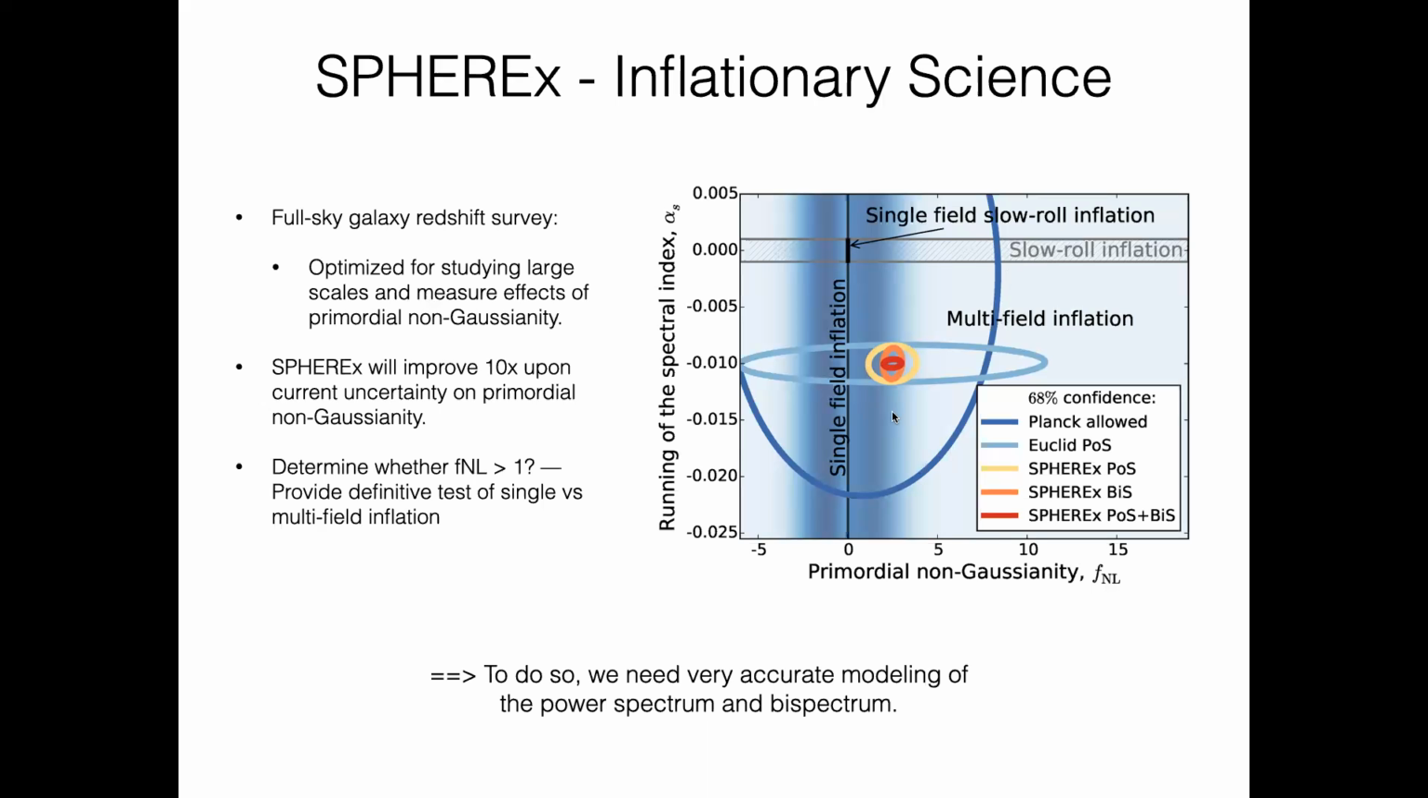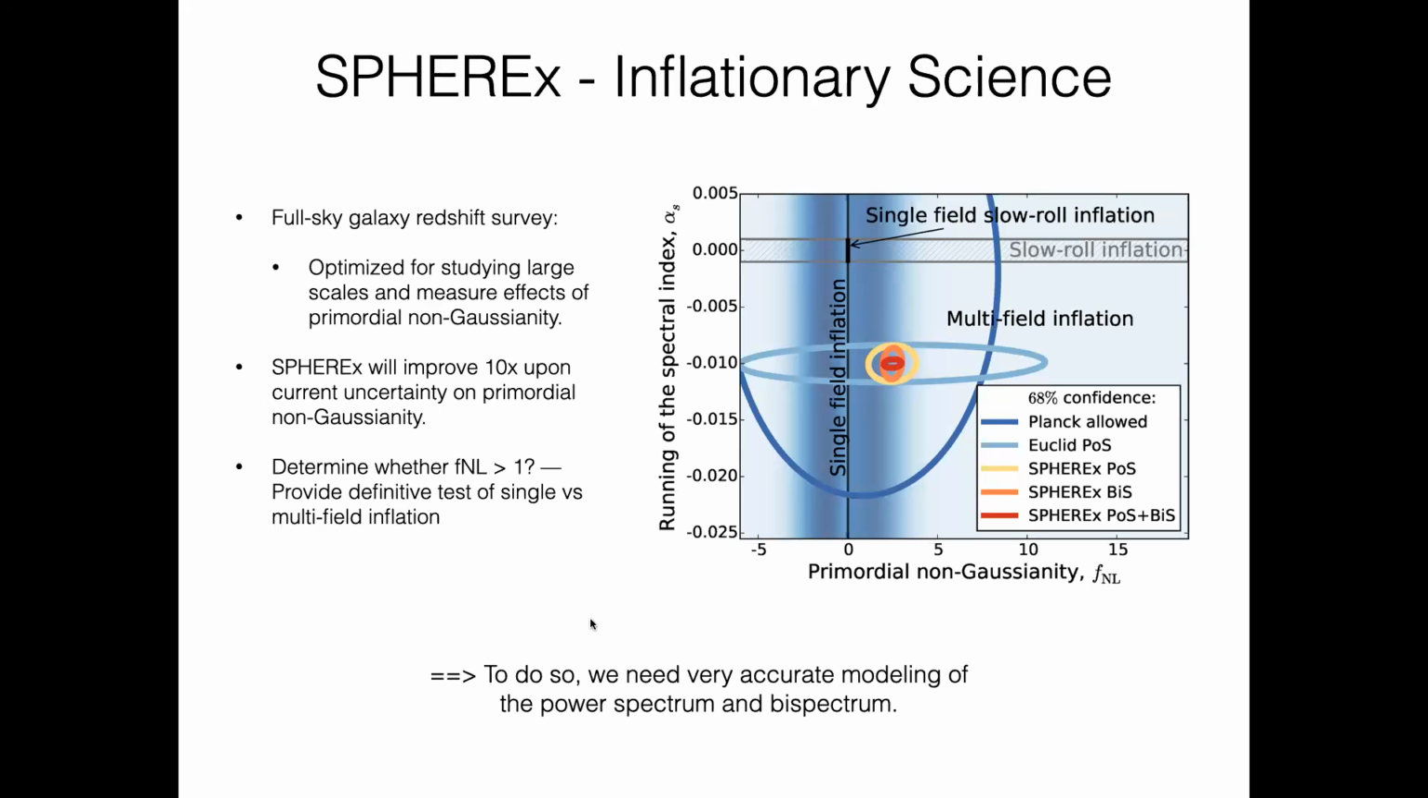And so in particular, we do not expect FNL bigger than 1 with a single field inflation. So this is going to be really, really interesting and provide a definitive test of something important about inflation. Yeah, and to remark also that SPHEREx will improve 10 times upon the current Planck uncertainties on FNL, going down to sigma FNL of about 0.5.